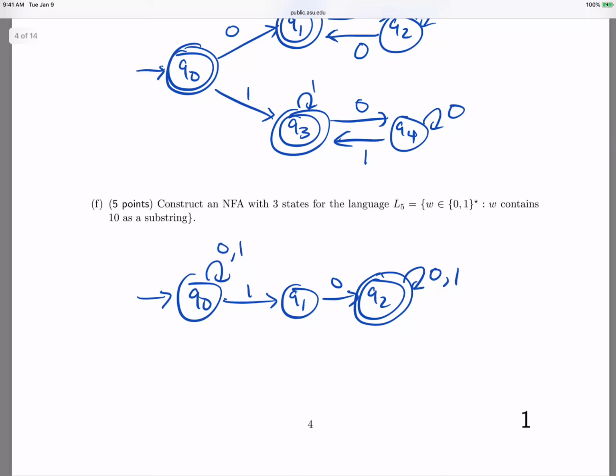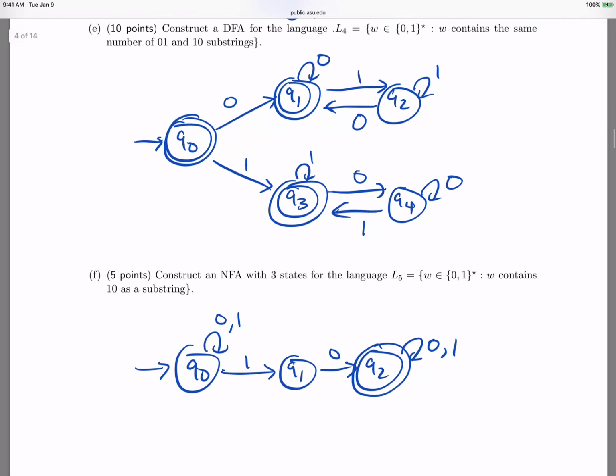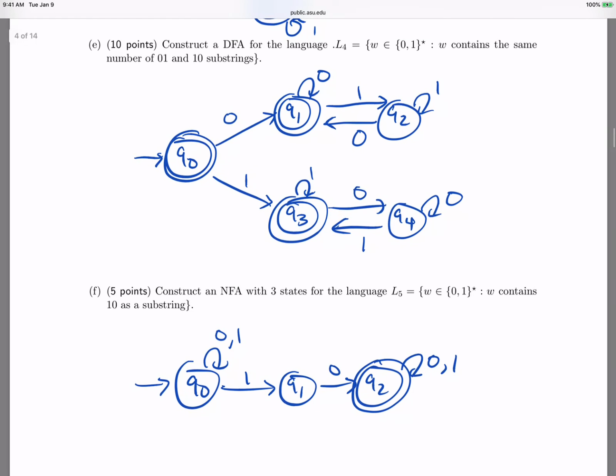And then a lot of people got F, which is good. It contains 1 0 as a substring. This doesn't say ends with 1 0 or starts with 1 0 or is just 1 0. This has 1 0 as a substring, so anything can appear before and after, which is why we have non-determinism here. In fact, a lot of people didn't even make an NFA here; they just made a DFA, which is fine. But it's just a lot easier to make an NFA for this. Whenever you have a substring question, NFAs are a lot easier. Okay, any questions on question 1?